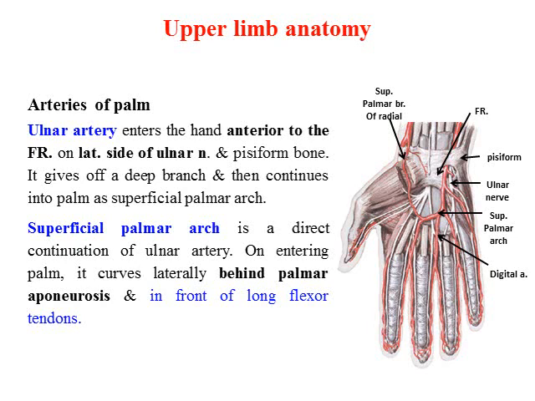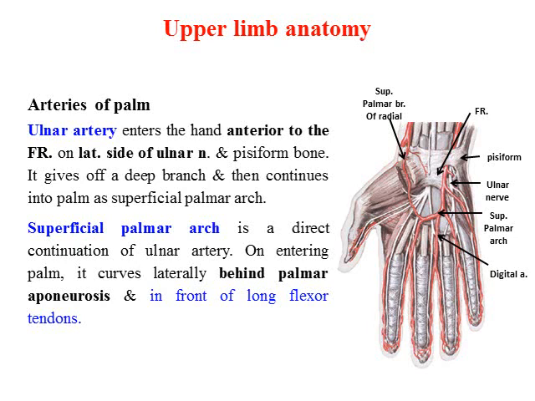Ulnar artery gives off the deep branch and then it continues into the palm as the superficial palmar arch. The superficial arch is the direct continuation of the ulnar artery, and on entering the palm it curves laterally behind the palmar aponeurosis in front of the long flexor tendons of the fingers.